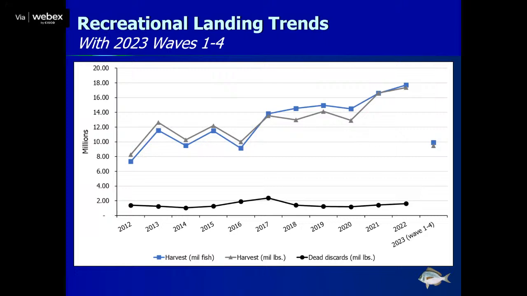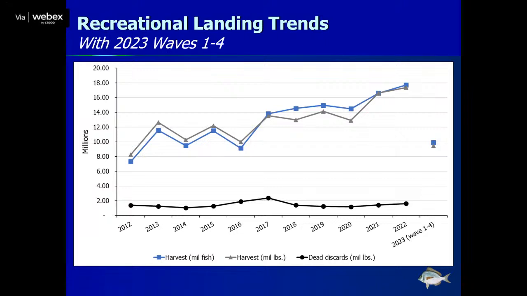On this slide, you can see recreational harvest in both pounds and number of fish, as well as dead discards over the past 10 years. We also have preliminary wave 1 through 4 2023 data shown by those dots on the right-hand most side of this graph. And as you can see, preliminary 2023 harvest is about 1.5 million pounds less than the 2019 to 2022 average. So it does appear, at least at this point, that there has been a decrease in harvest compared to previous years' wave 1 through 4 data.